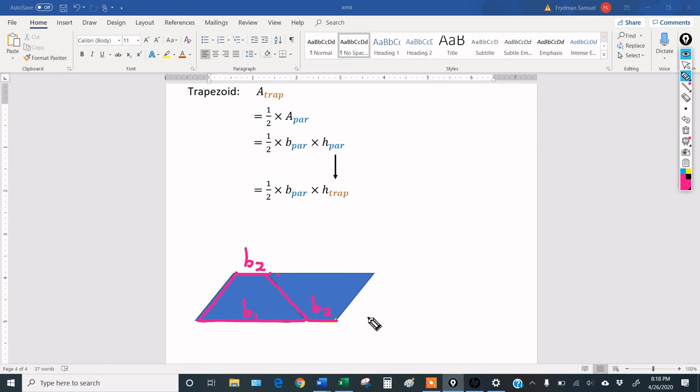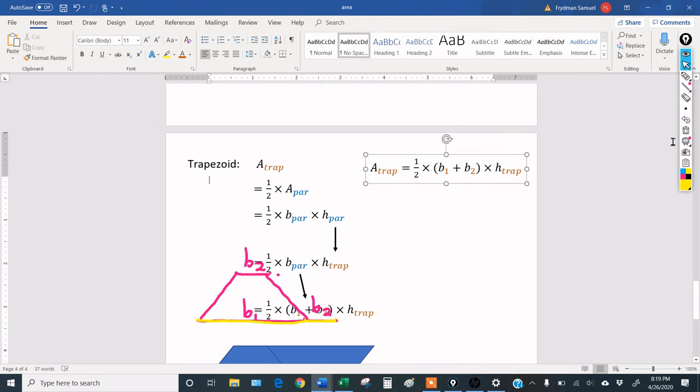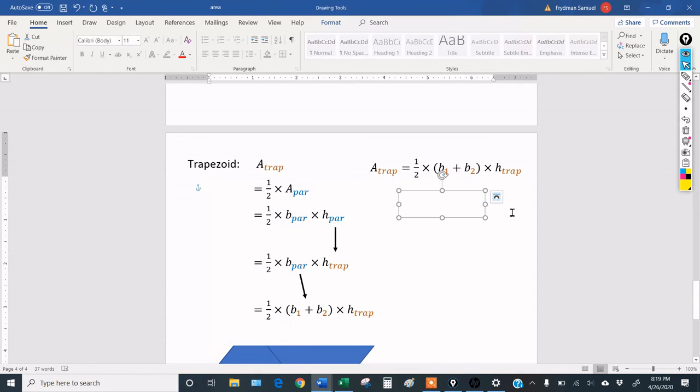Now we can see that the base of the parallelogram is equal to base 1 of the trapezoid plus base 2 of the trapezoid. Let's plug that into our equation. So the area of a trapezoid is equal to 1/2 times the sum of the bases, base 1 plus base 2, times the height. Again, multiplying by 1/2 is the same as dividing by 2. So we can also write this as the sum of the bases times the height divided by 2.